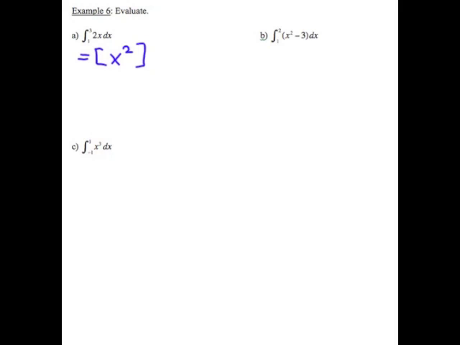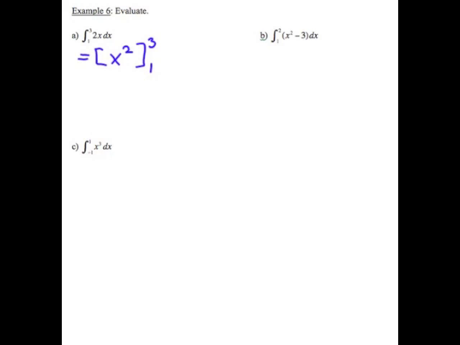What you're seeing now is some new notation. What I'm going to do is put that in brackets with a 1 at the bottom and a 3 at the top. And what that signifies is that we're going to evaluate that at 3 and then subtract what we get when we evaluate at 1. So we're taking the antiderivative and subbing in a 3, we're taking the antiderivative and subbing in a 1, and we're subtracting the two results.